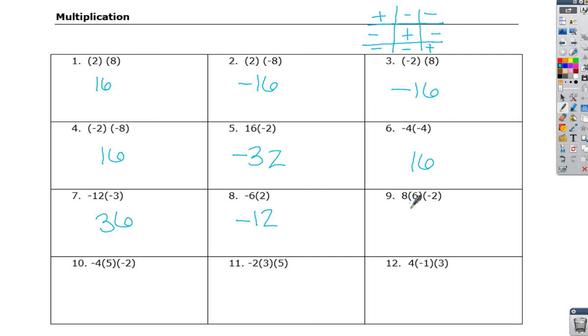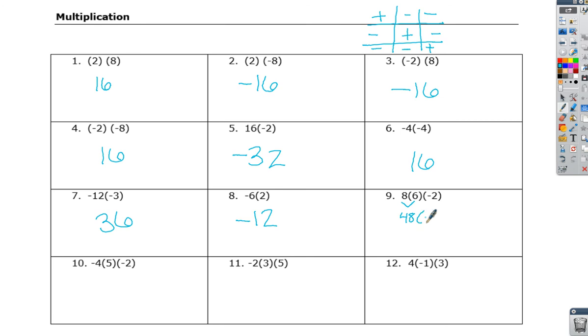Now let's look at number 9. Number 9 has 3 problems, and I don't want you to get tricked whenever we are doing problems like this. You always work from left to right unless there's parentheses telling you otherwise. So we're going to multiply our first two numbers together. So we have 8 times 6. 8 times 6 is 48.